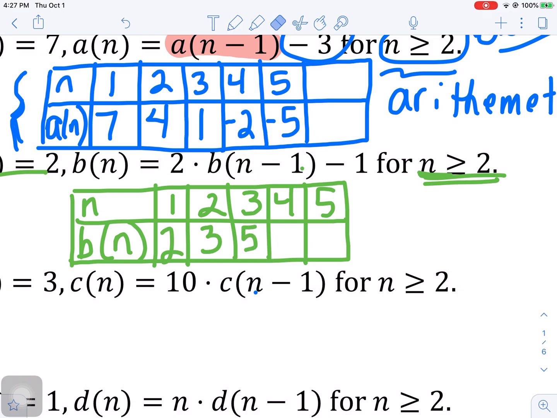And then the fourth term, we'd put a 4 in here. And it says to take 2 times the previous term. 4 minus 1 is 3, so b of 3 is 5. 2 times 5 is 10, minus 1 is 9.